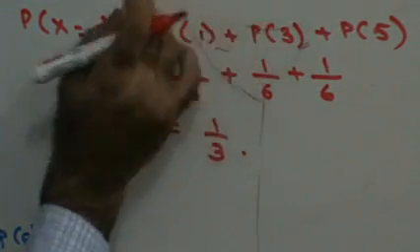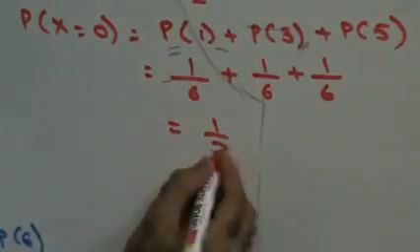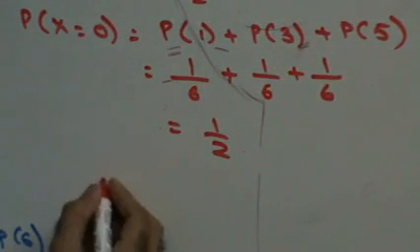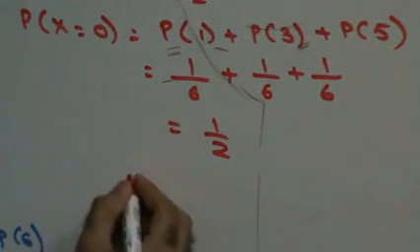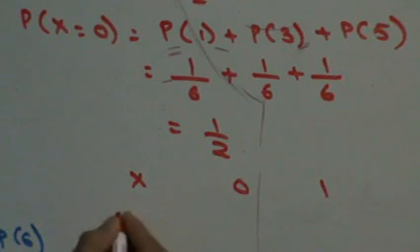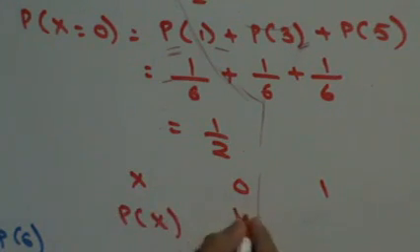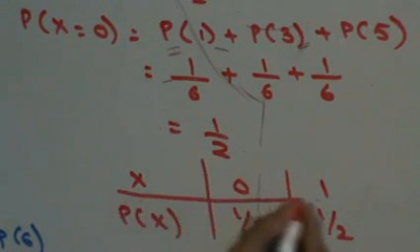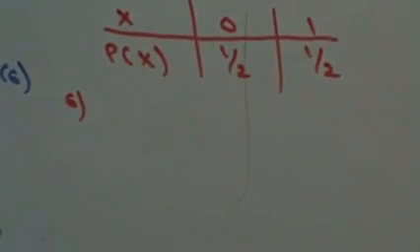3 by 6, 1 by 2. For both cases it should be 1 by 2. So if you want to see the table, you will have x is equal to 0 and 1, and probability of x will be 1 by 2 and 1 by 2. That's my random variable table.